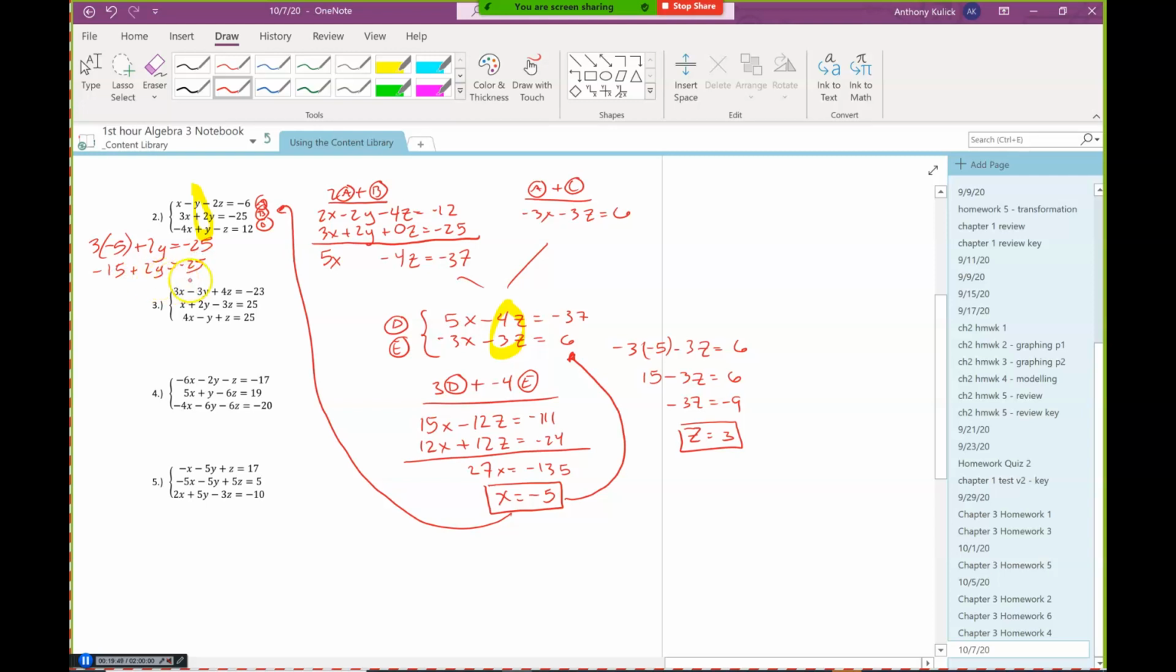So if I add the 15 over, 2y is equal to 10. And if I divide by 2, I get y equals 5. Oops. That should be 2y equals negative 10. So that should be negative 5. Sorry about that.